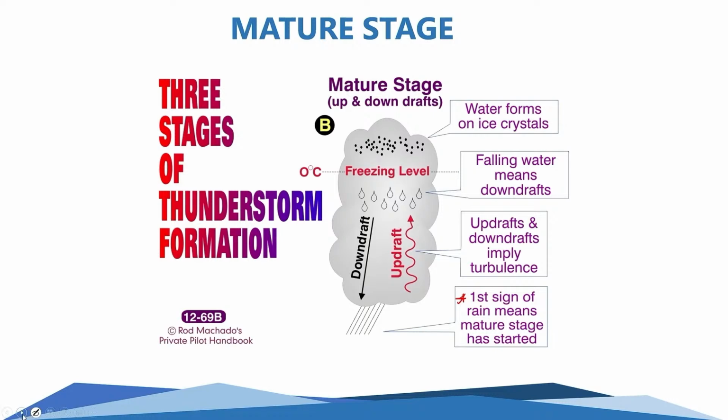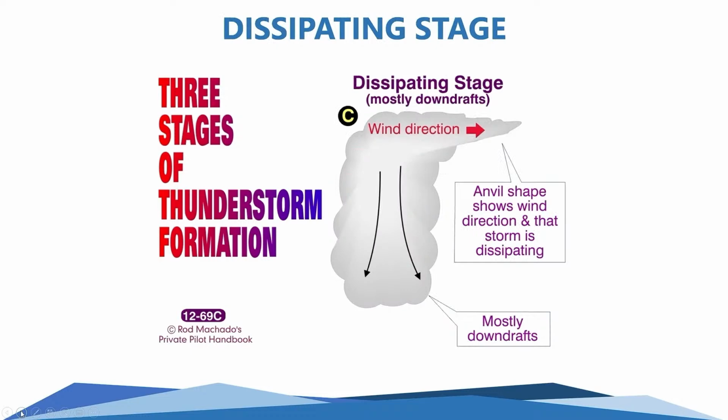The final stage is what we call the dissipating stage, and this consists entirely of downdrafts. This is where the gust front is going to come from. In certain situations, it can actually cause a roll cloud ahead of the storm. A roll cloud is a cloud that looks like it's tumbling or rolling, and it will usually be ahead of whatever that cell is. In this stage, you're also most likely to see the classic anvil shape.